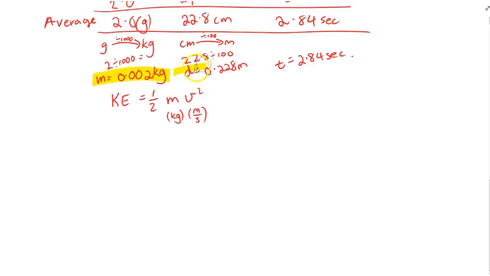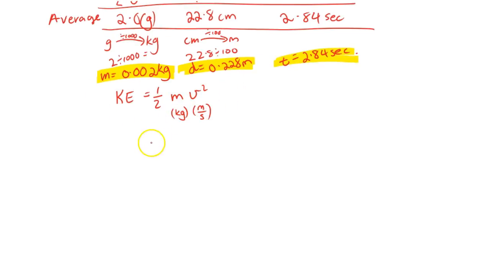So let's just highlight our numbers here. We have an average mass, average distance, and average time. And now we're going to have to put them into this formula for kinetic energy. Now, we need to actually sub everything in here.